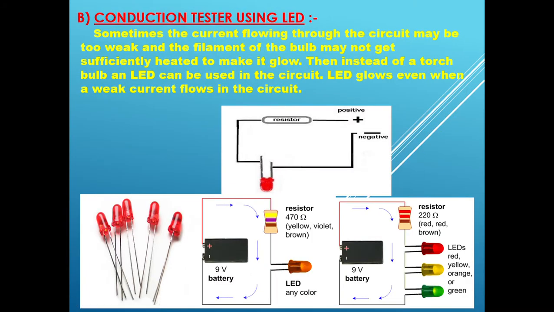Conduction tester using LED bulbs. You see, these are some of the LED bulbs. Sometimes the current flowing through the circuit may be too weak and the filament of the bulb may not get sufficiently heated to make it glow. Then instead of a torch bulb, an LED can be used in the circuit. LED glows even when a weak current flows in the circuit.